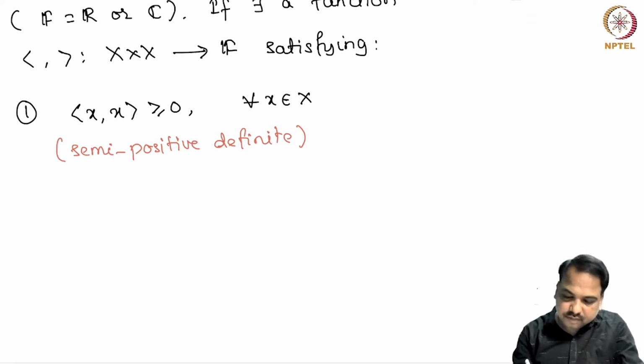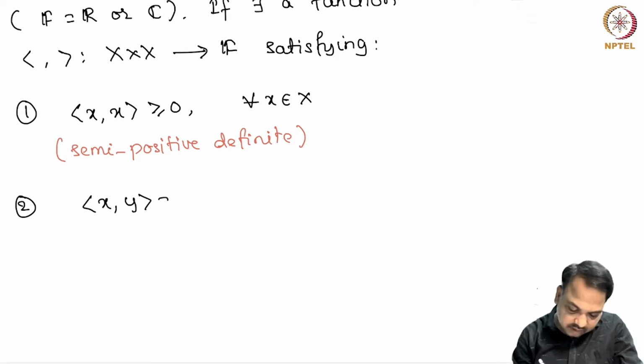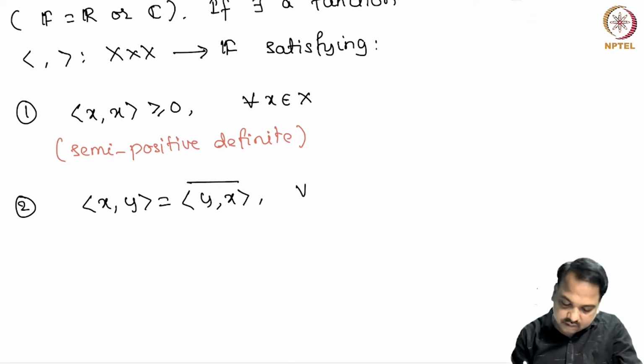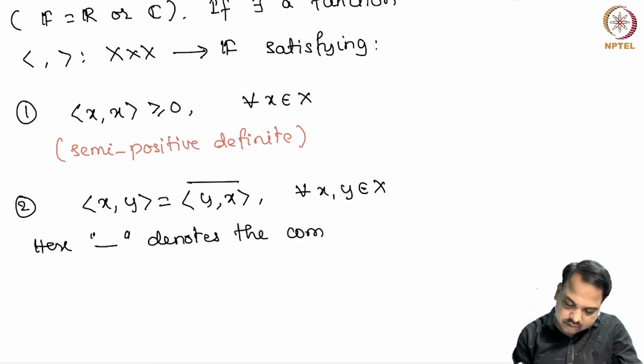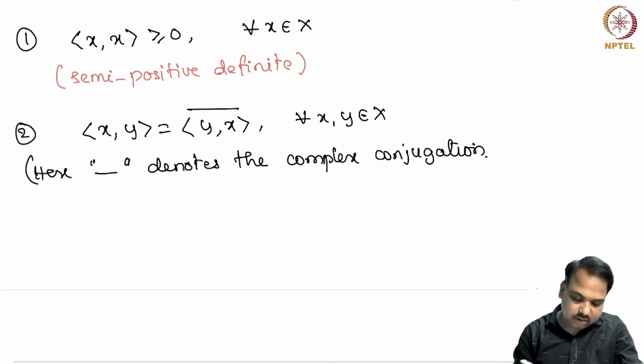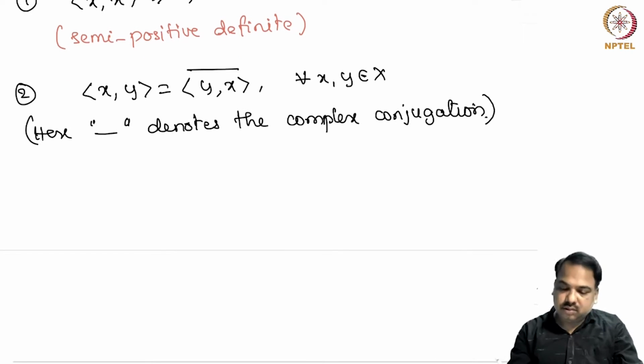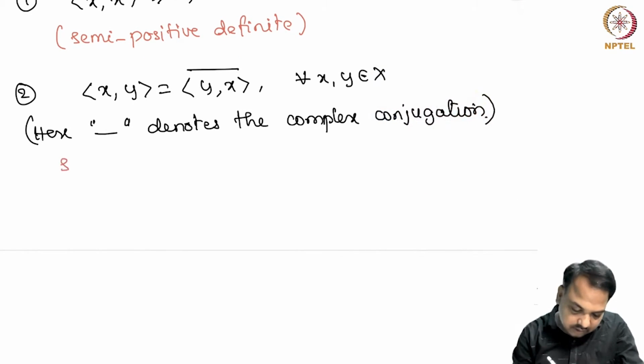The second condition: if you take the semi-inner product of x with y, that should be the semi-inner product of y with x, bar. This is for every x, y in X. Here this bar denotes the complex conjugation. So this property is known as the symmetric property.